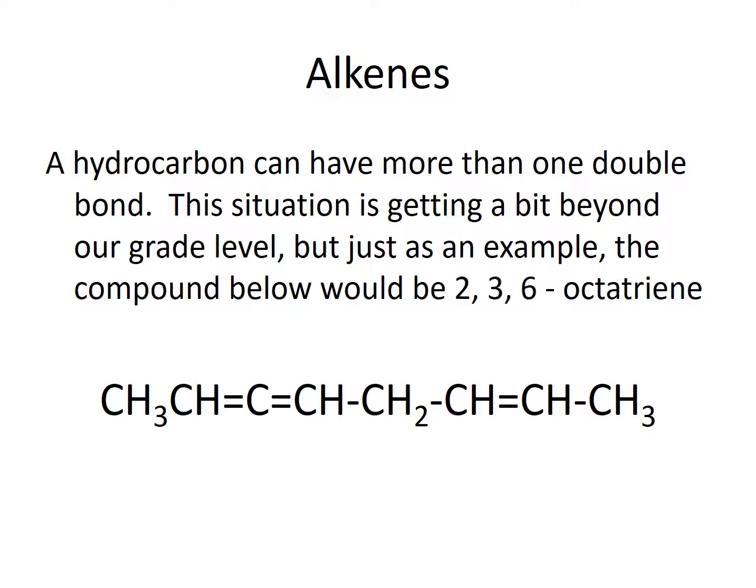A hydrocarbon can have more than 1 double bond. Here we see 3. You give them each a name based on their position of carbon, and you give the lowest possible carbon set number. So in other words, if we count from left to right here, we have 1, 2, 3, 6 octene, and we call it octatriene to show that there are 3 double bonds. If you counted from the other end, from the right to the left, it would be 2, 5, 6. We always use the lowest number set, so 2, 3, 6-octatriene.